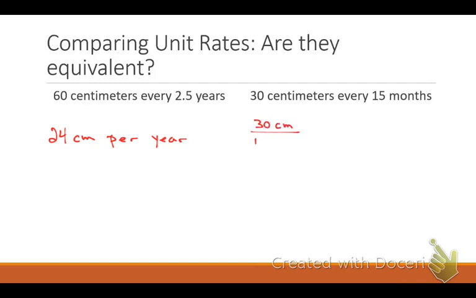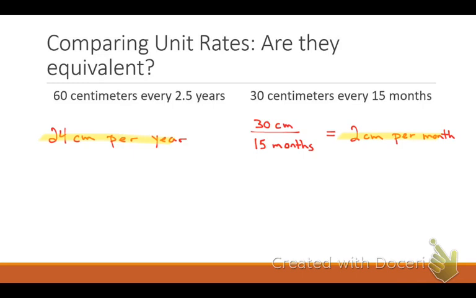30 centimeters for every 15 months. So when I find the unit rate here, I found that it was 2 centimeters per month, but this is not a true comparison. I can't say 24 doesn't equal 2 because I'm not actually comparing them in the same unit.